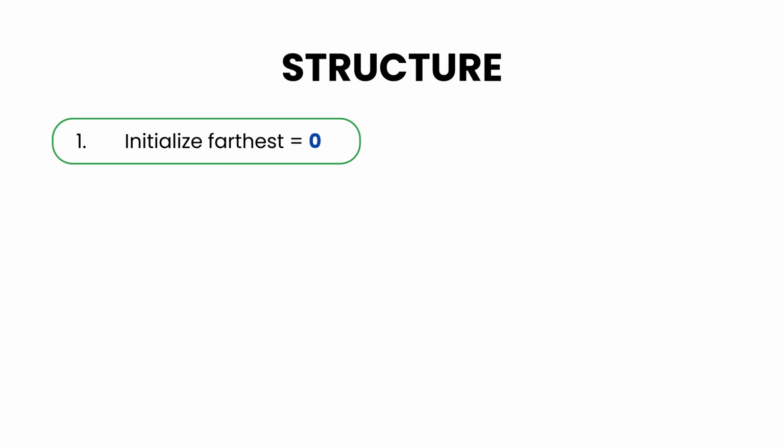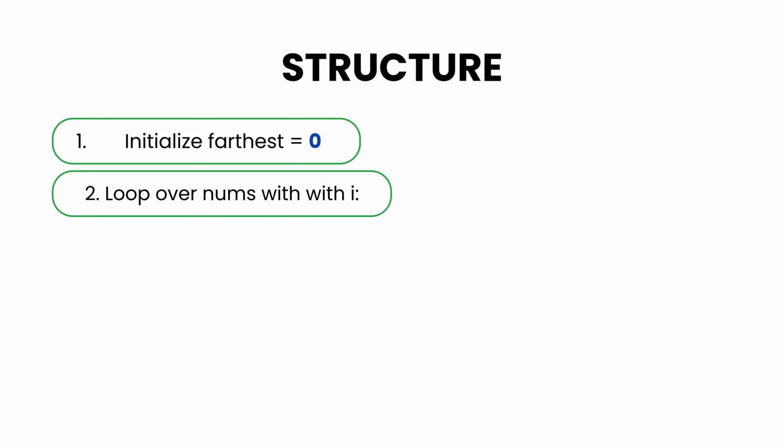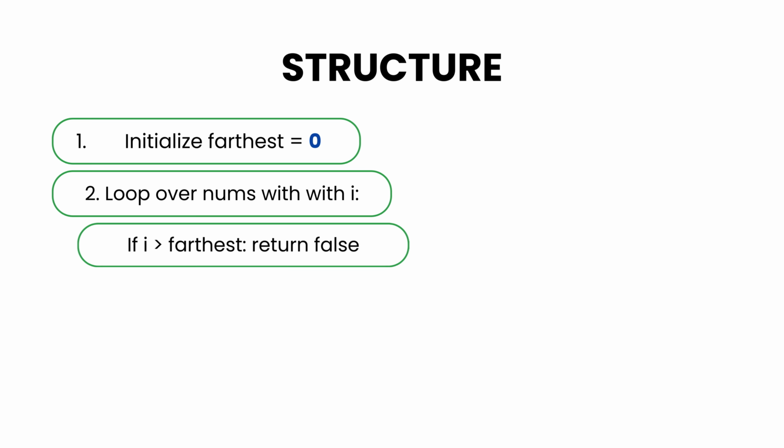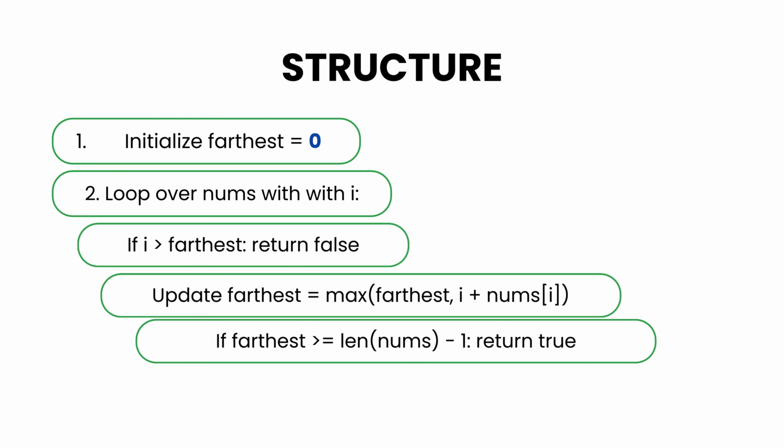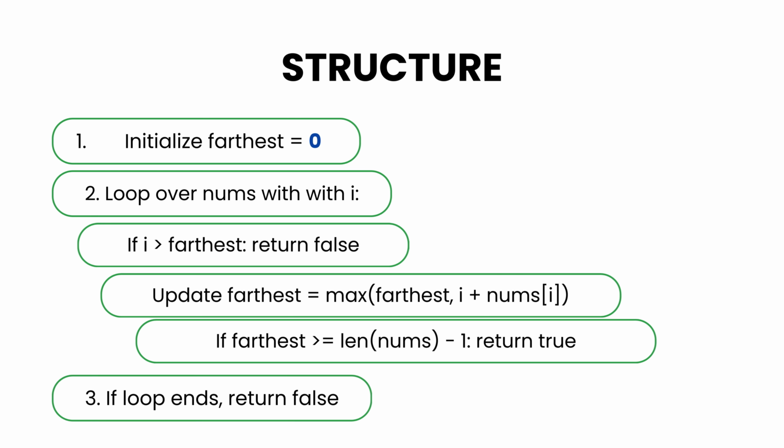Initialize farthest equals 0. Loop over nums with index i. If i is greater than farthest, return false. Update farthest equals max of farthest, i plus nums[i]. If farthest is greater than or equal to len(nums) minus 1, return true. If the loop ends, return false.